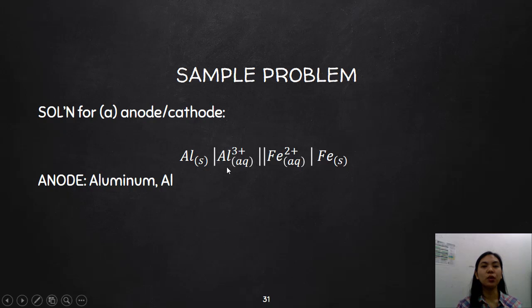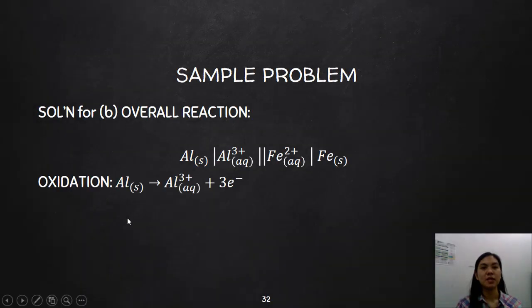Di ba? Yung anode mo is the one that's on the left side of the notation, which means it is your Al or your aluminum. Siyempre, since anode na yan, it goes to show na yung kabila is yung cathode, which is in this case your iron or Fe. So, letter B, overall reaction. Siyempre, para magawa po natin yung overall reaction, we need first to identify the two half reactions.